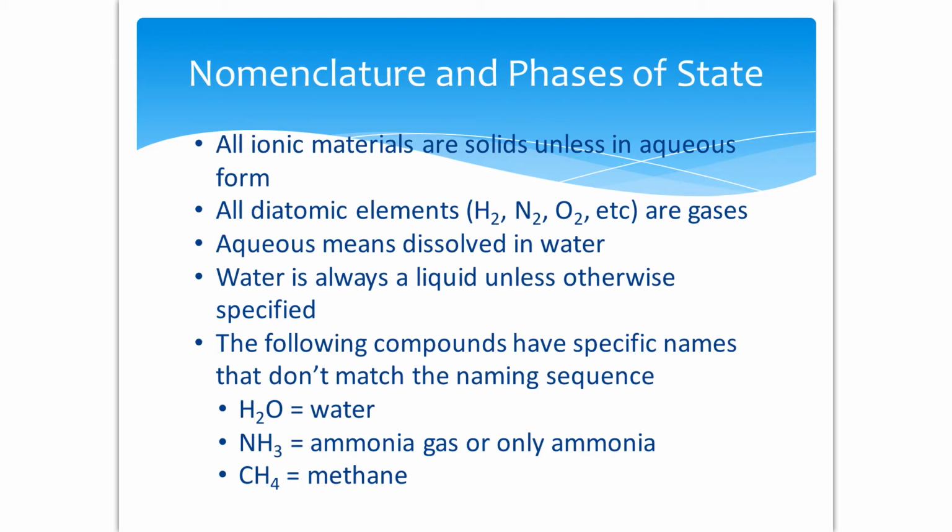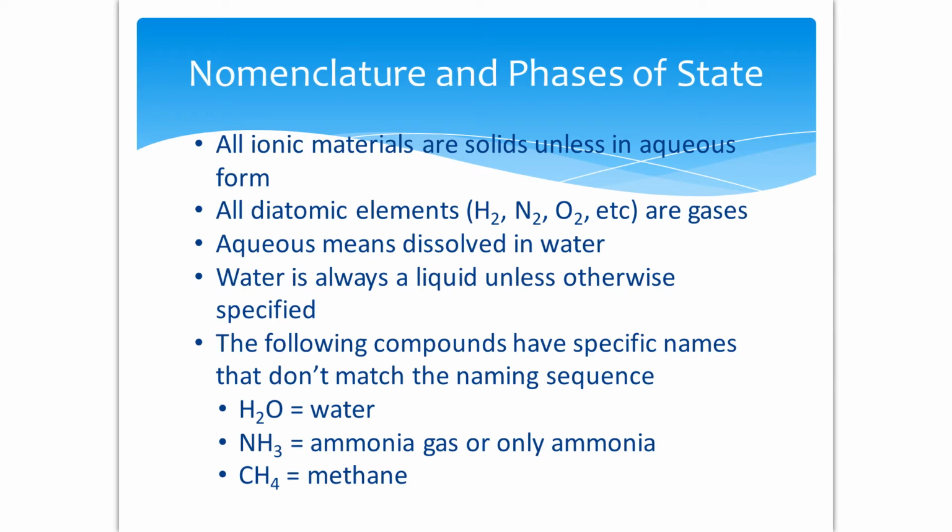There are a couple of things we have to be aware of when we write chemical equations, either from words or translating them back to words from formulas. All ionic materials are solids, unless in aqueous form. All diatomic elements, H2, N2, O2, etc., are gases. Aqueous means dissolved in water. Water is always liquid unless otherwise specified.